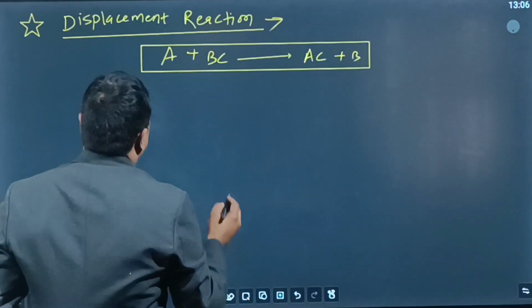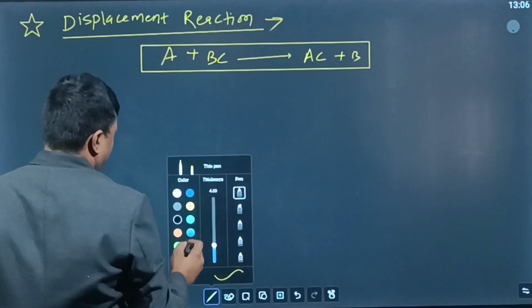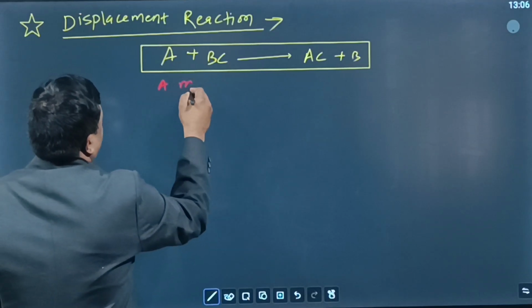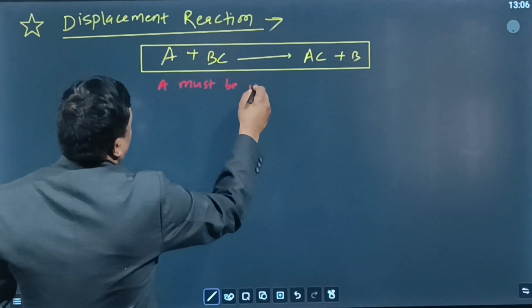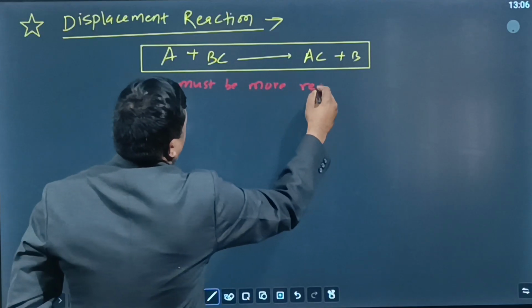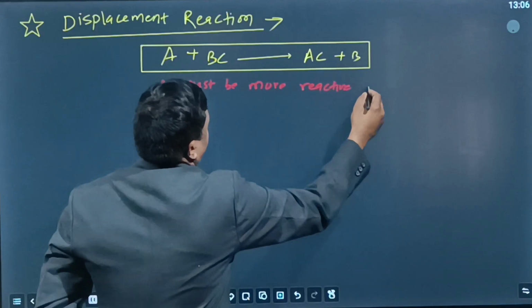So the condition is what? Here you must know A must be more reactive than B.